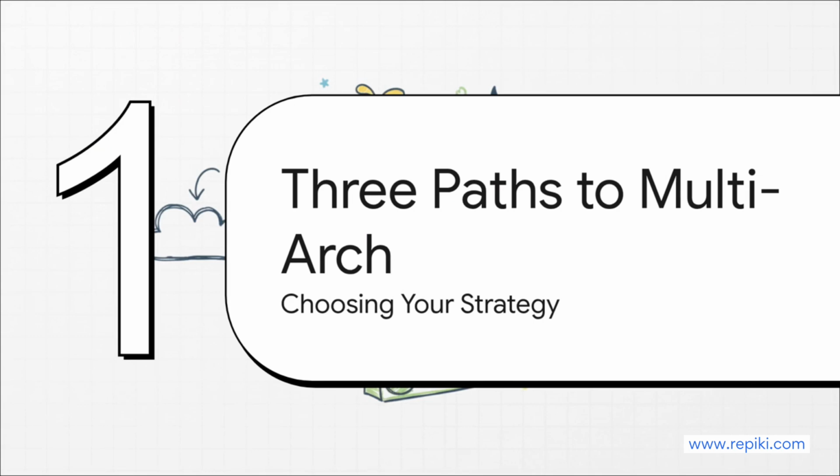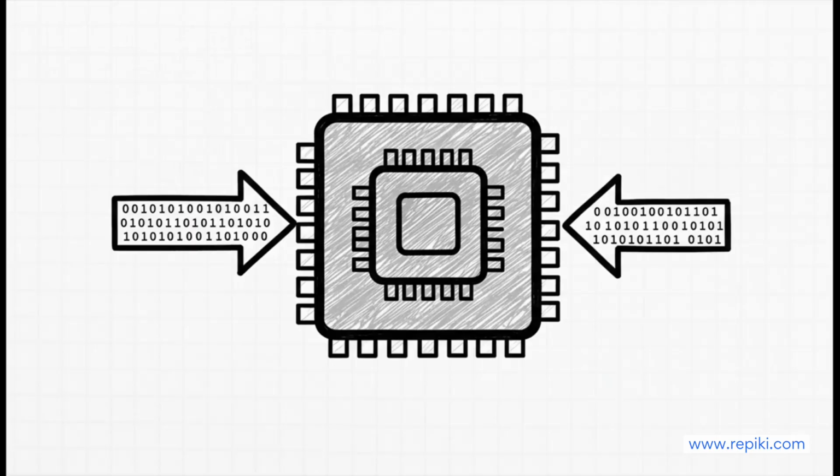All right, so buildx gives us this incredible power to build for multiple platforms. But how does it actually do that? Well, that involves a choice. There are really three main strategies you can take, and each one comes with some pretty critical trade-offs. Path number one, the easy way, is emulation, using a tool called QEMU.